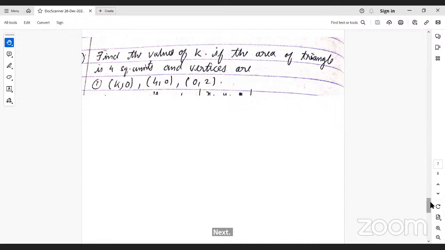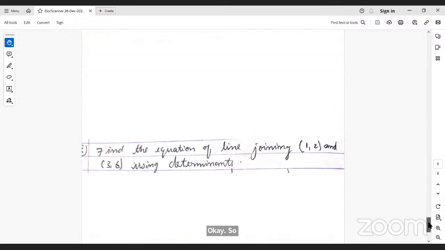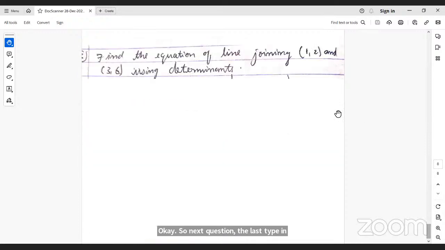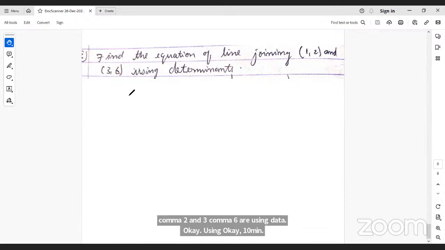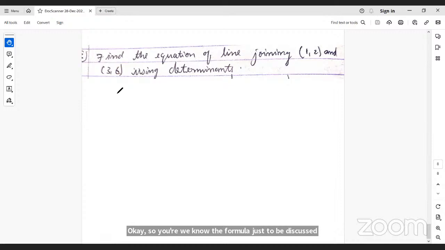So next question, the last type in this part, that is, find the equation of the line joining (1, 2) and (3, 6) using determinants. Okay, using determinants. Here we know the formula we just discussed, the formula for the equation of a line.